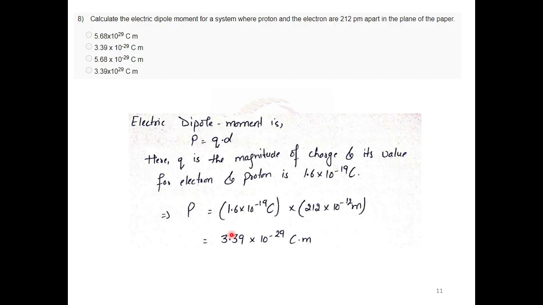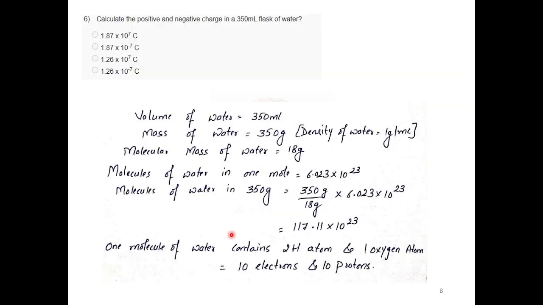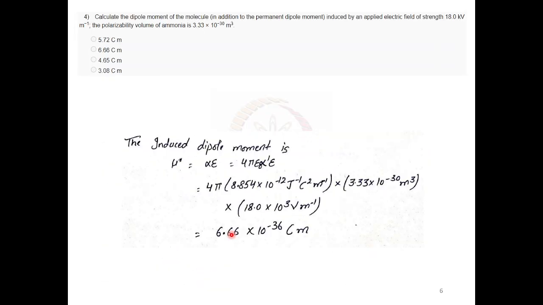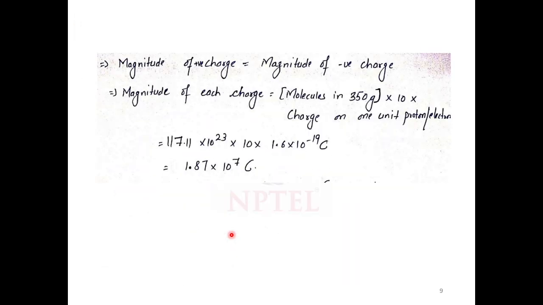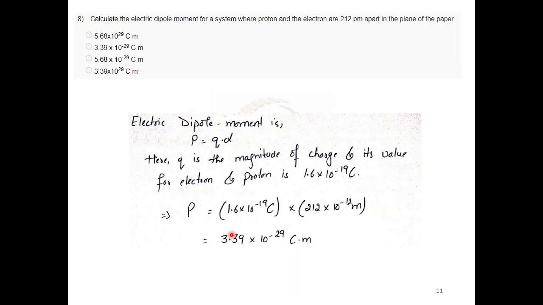Now in the previous case, if you look at what we calculated, it was 6.666 into 10 to the minus 36, where you were calculating the induced dipole moment. Now here you are calculating the direct electric dipole moment, right? Induced means, in the presence of that particular electric field, what is the induced dipole moment in the other particle sitting next to it? That is the induced.